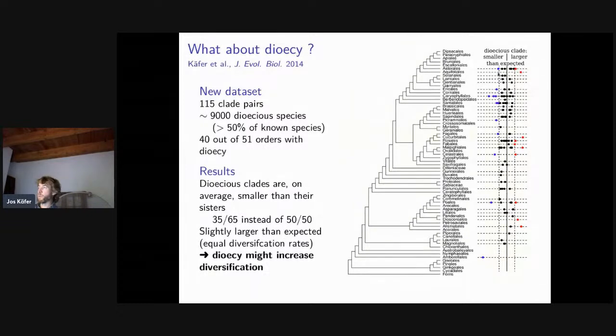And you see there is quite a lot of variation, and just from eyeballing this, the red points are where the dioecious clade is larger than expected under some threshold, and blue where it's smaller, so the result isn't really very clear. You can say on average they're slightly larger than expected, but it's quite difficult to see in which clade actually this is happening.